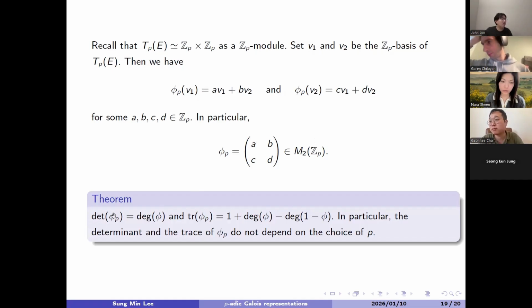Yes, the determinant of V_P is equal to the degree of V, and the trace of V_P is 1 plus the degree of V minus the degree of 1 minus V, and that's quite an important theorem. It seems like we just chose P to be anything, but it actually doesn't depend on the choice of P. It only depends on the isogeny that you picked in the first place. In particular, the determinant and the trace of V_P do not depend on the choice of P.